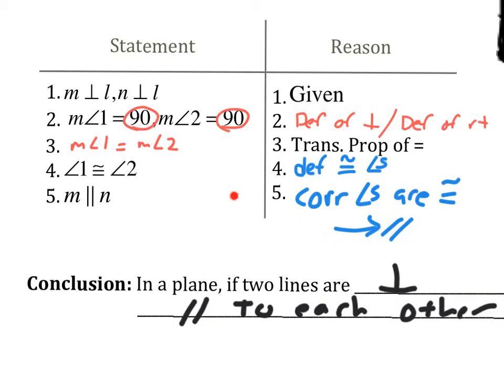Word to your grandmother. So look at that. We get into class, we bust out two proofs. Holy high hurdles, Batman. Amazing.